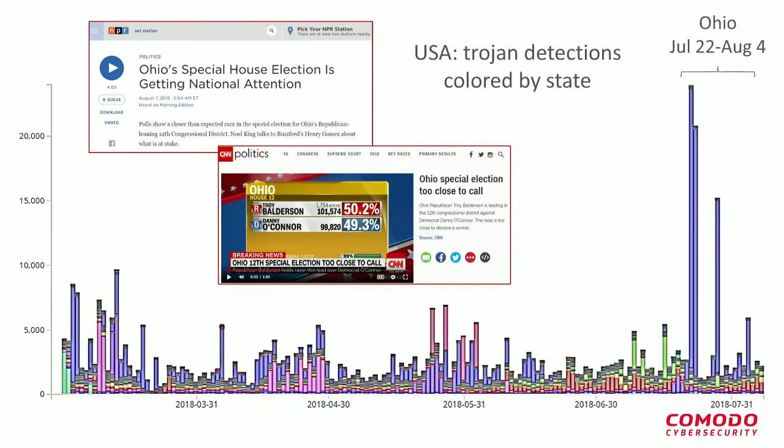And the more recent one in Ohio, this was big in the news a couple of months ago, and I can't even remember what happened there. But again, this is kind of a cool chart because I can say, these are Trojans detected in the United States. And then I say, okay, I just want to break them out by state, right? So each state gives me a different color. I don't know what the pink and the green is, I can't remember. But the massive purple there is Ohio. All of those Trojans detected in Ohio. And it's, again, the week of the special election that drew so much attention.